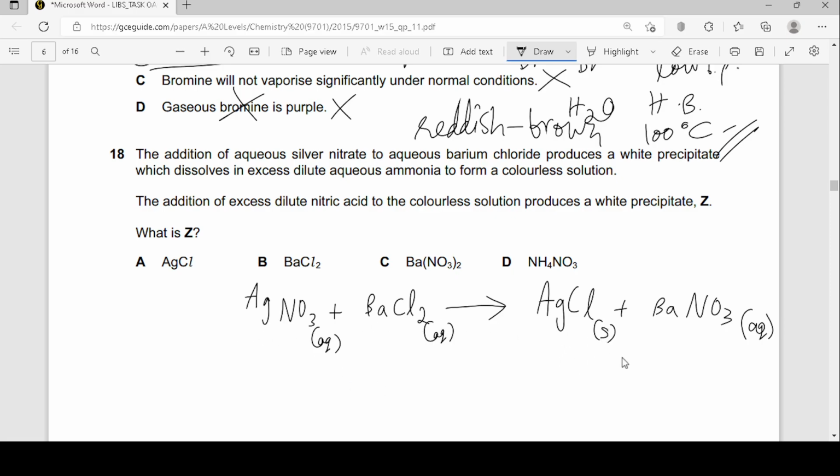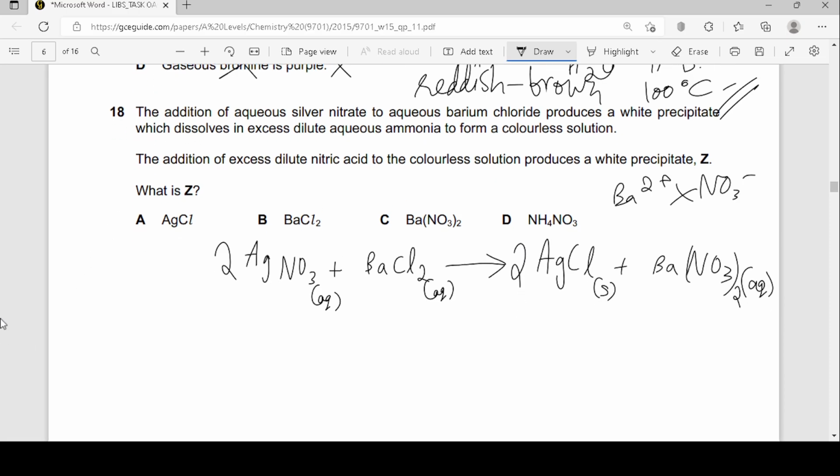If we just balance the equation, although we don't need to, oh sorry, this should be Ba(NO3)2. That's the mistake, because Ba2+ plus NO3-, that becomes Ba(NO3)2. That's why my balancing was so weird. And it's 2 AgCl, right? Now it's balanced. Okay. So that gives me a white precipitate, which is AgCl, and which dissolves in excess dilute aqueous ammonia to form a colorless solution, which is a diamine complex, right?